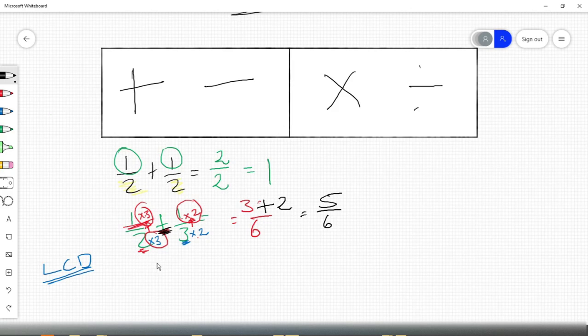All right, so let's try and do another one. How about 1/4 minus 1/3? I'm making this up as I'm going, so don't worry about that.